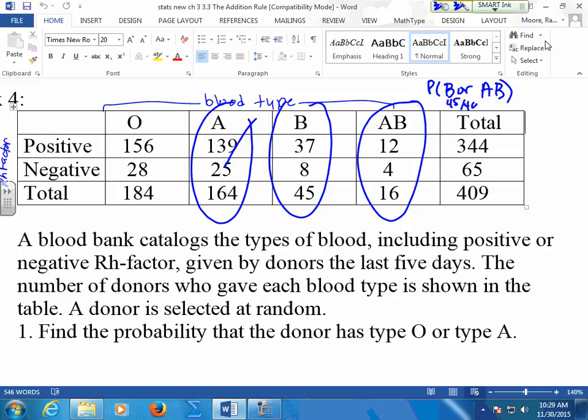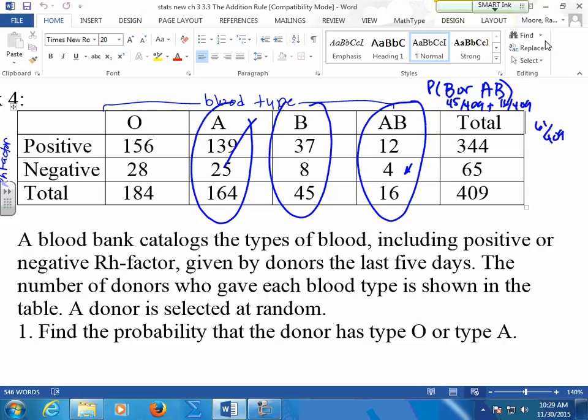So add them up: 45 over 409 plus 16 out of 409. See how your blood types get rarer? Your O is the most common, I guess. Then your A. Your AB negatives, there's your rarest one. So this comes out to be 61 over 409.